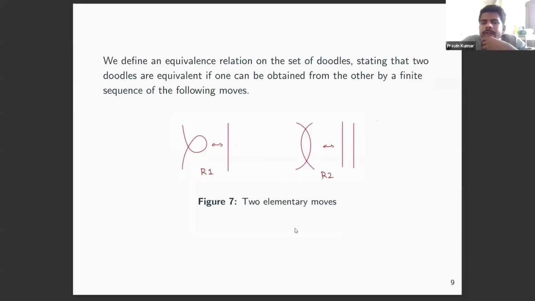So we define an equivalence relation on the set of all doodles, stating that two doodles are equivalent if one can be obtained from the other by a finite sequence of the following two moves, which are called Reidemeister moves. The first one is adding or deleting monogons. The second move is adding or deleting bigons.